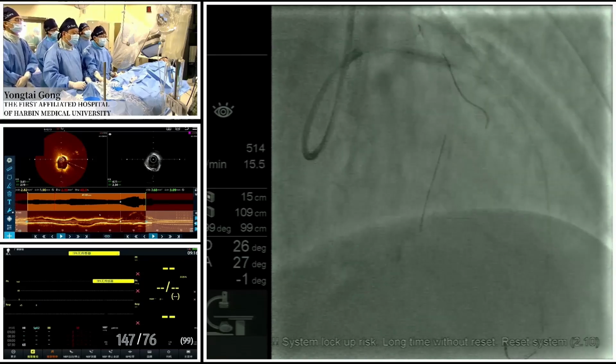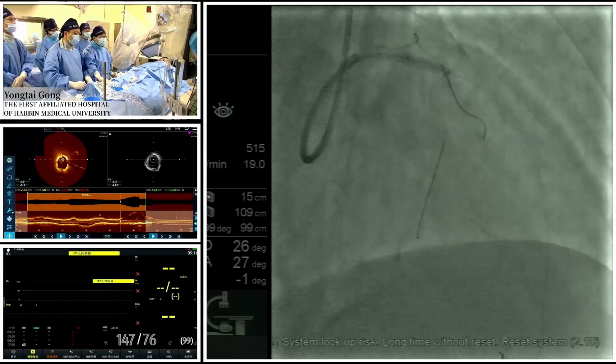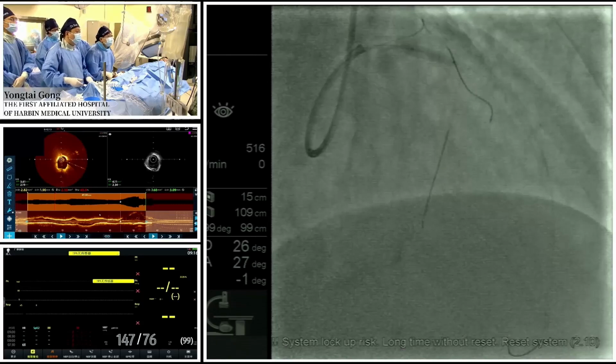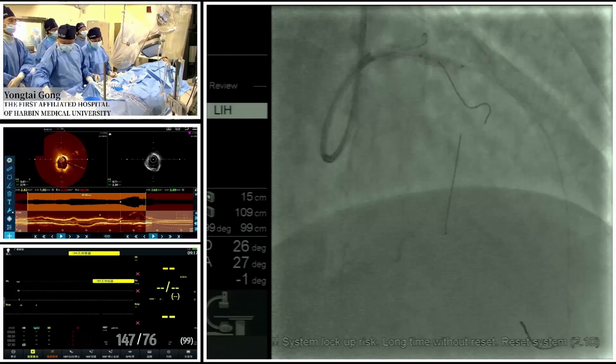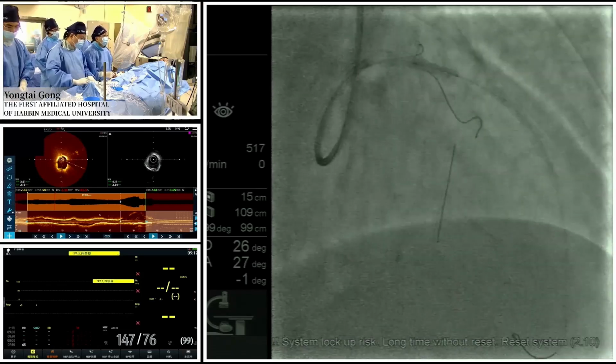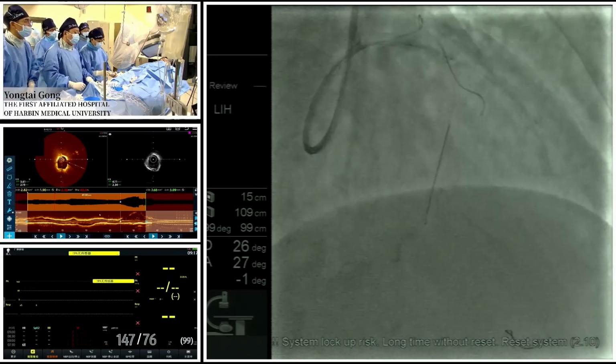So now you give the pressure to 4. Yes, 4 ATM, and then we will inflate to 6 ATM. So after maybe 10 seconds, you increase the pressure to 6. Yes. All right, let's see how the IVL works on this lesion.